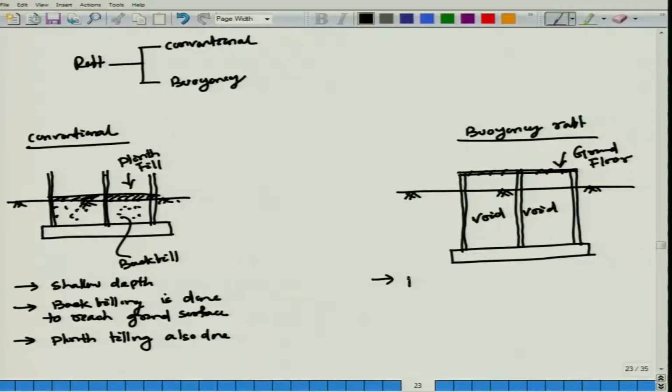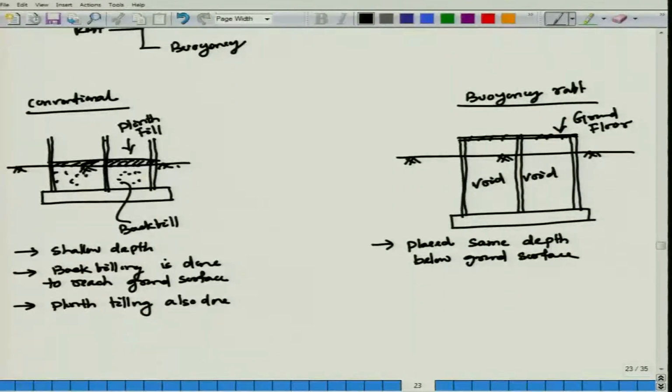If I can write it, placed same depth below ground surface, then ground floor slab is provided, that means slab is provided at desired height.